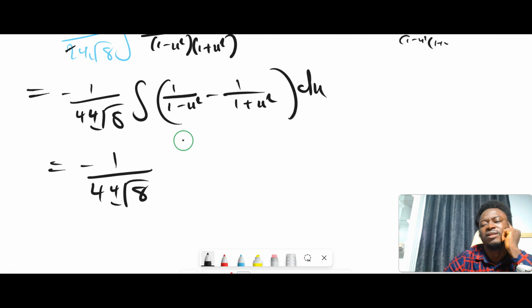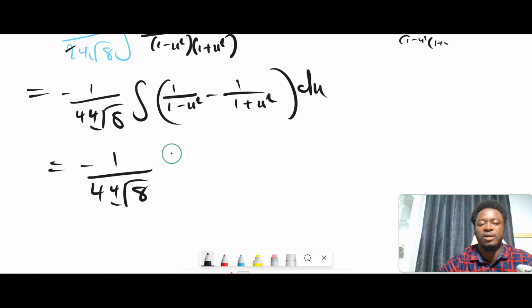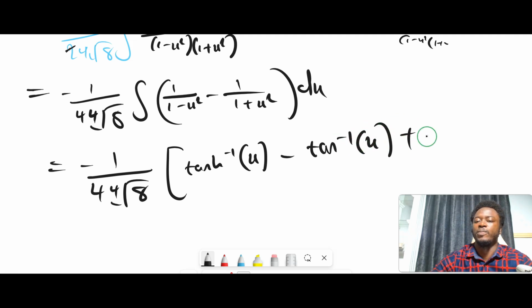this is tan inverse, right? If you remember your standard integral tables, you should get that. So let's see. Yes, this is tan inverse. So this is basically the hyperbolic tan inverse of u. Then this one is subtracted by just the tan inverse of u. Okay, now we have a plus c.